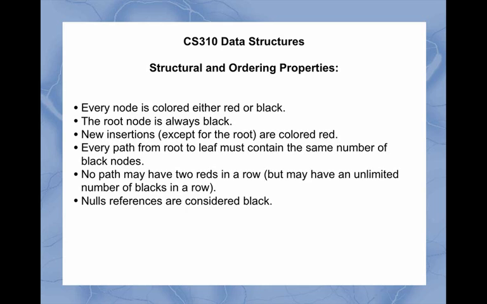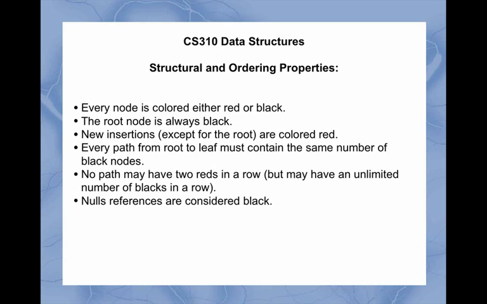Every node gets colored either red or black. Now there's nothing special about the colors red and black. It could be a black and white tree. It could be a green and purple tree. However, the convention is red-black. The point is there are two colors for the tree.